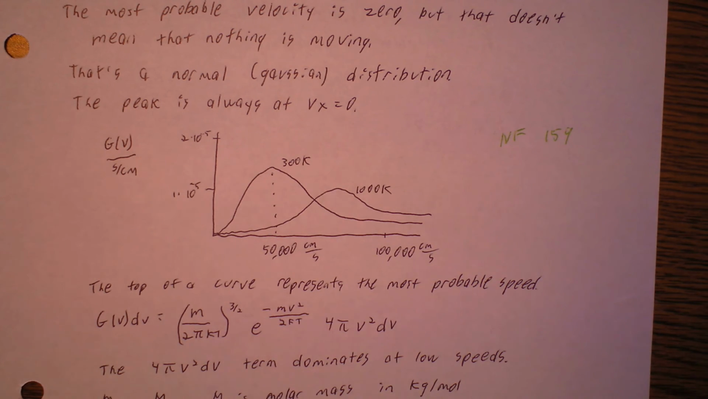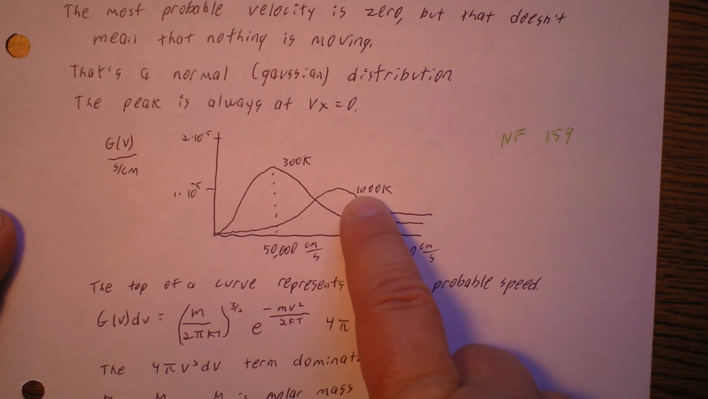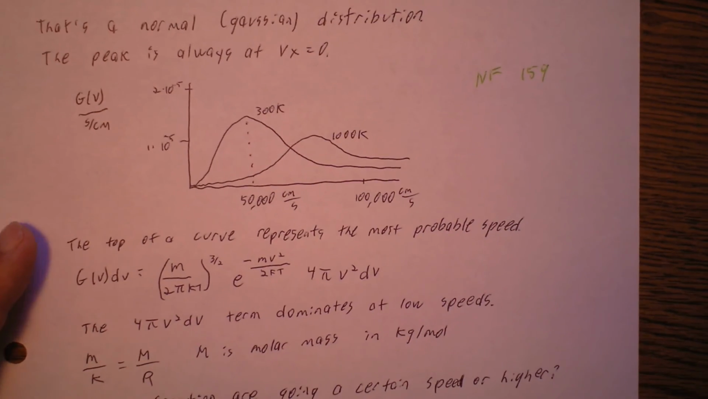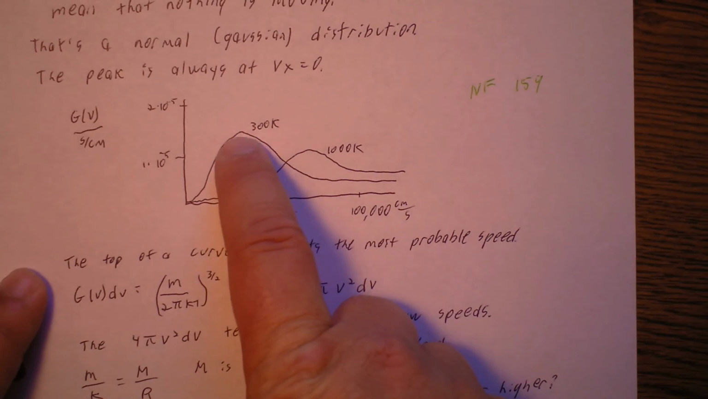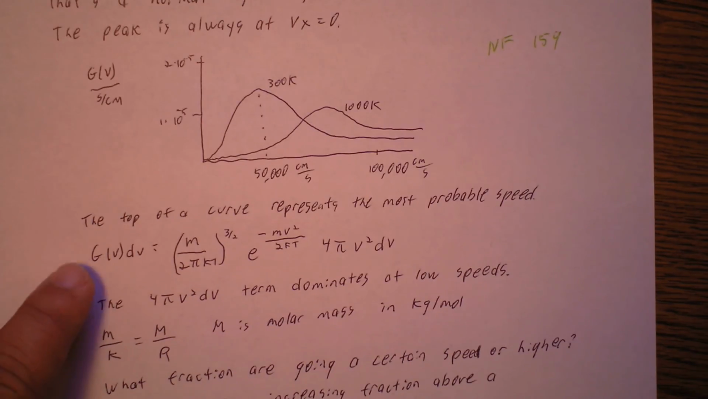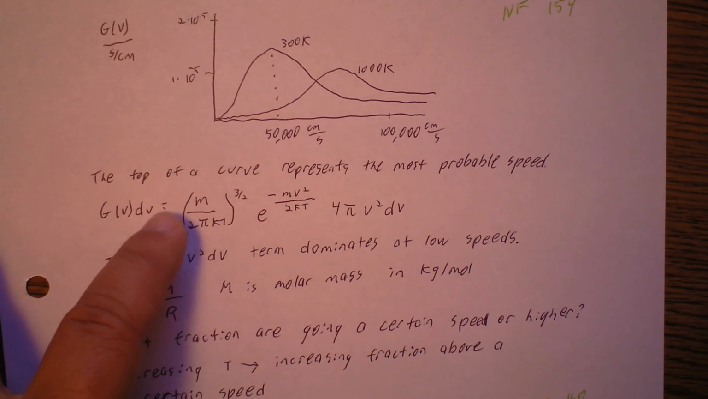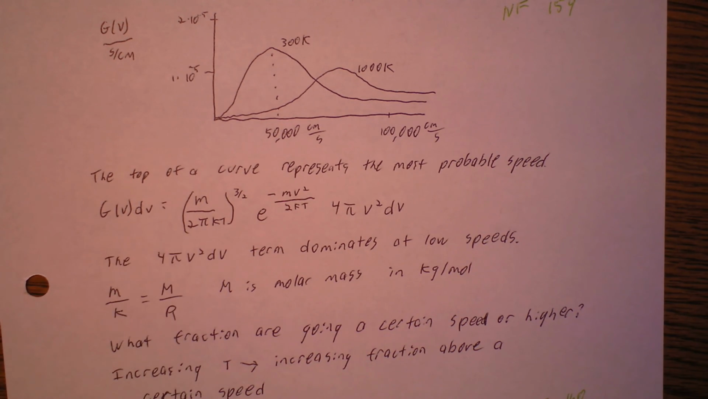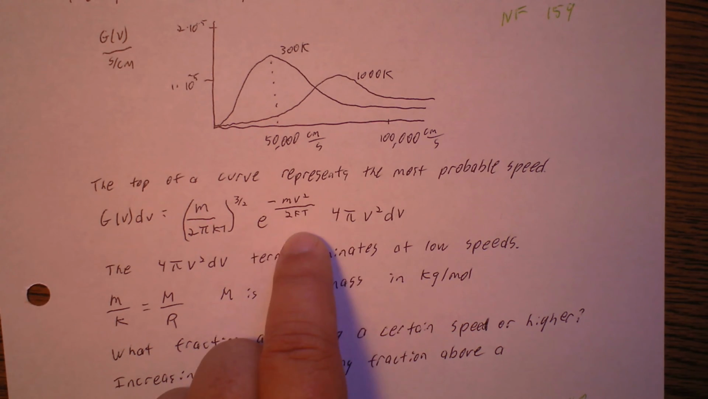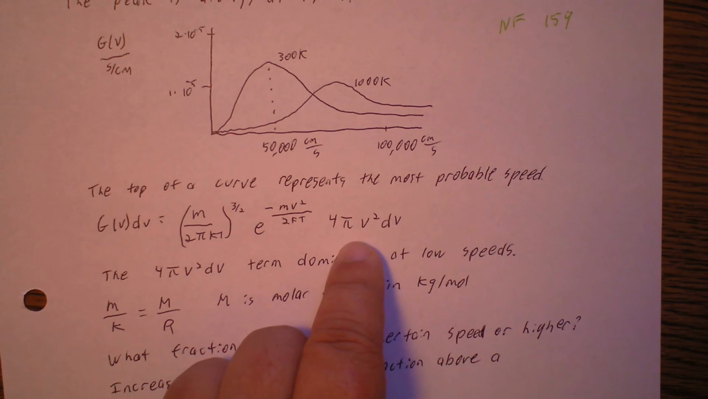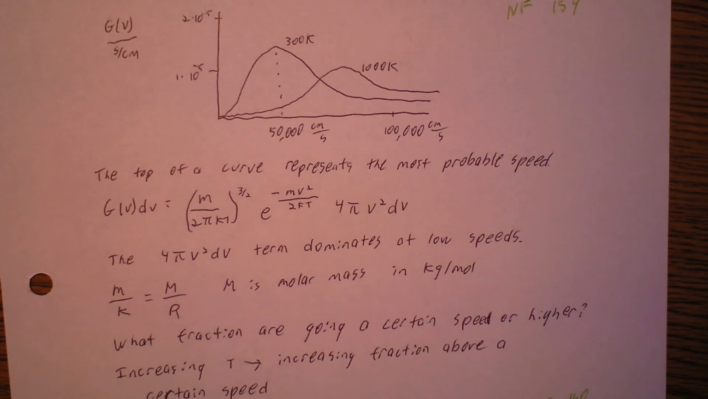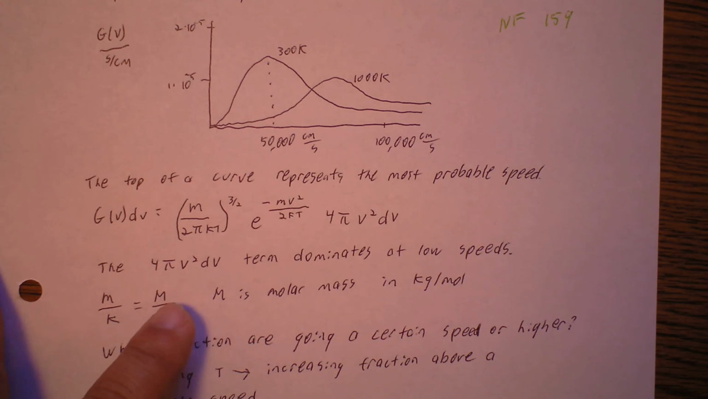So here's g of v, the speed function. Again, we're dividing by seconds per centimeter, so there are no units on the y-axis. In this case, with low temperatures, you have the peak here. With higher temperature, you have the peak over here. The top of the curve is the most probable speed. So g of v dv is going to be equal to (m over 2 pi kT) to the 3/2 power, times e to the minus mv squared over 2kT. That's k, Boltzmann's constant, obviously. Times 4 pi v squared dv. Now the 4 pi v squared dv term dominates at low speeds.